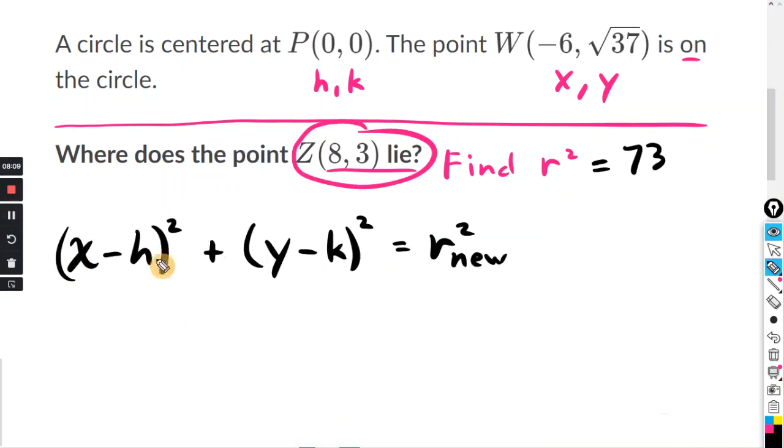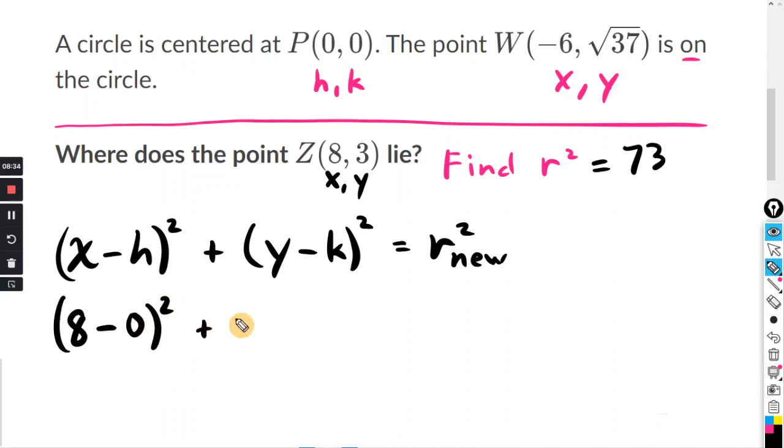Okay, so we're just going to do the same thing again with the new point. Again, the coordinates are just going to be x, y. All right, so we start with our circle equation. The x coordinate is 8 minus h, which is 0, and that's squared. Next up is y, which is 3, minus k, which is 0, and that's squared, and that's going to be our new r squared.